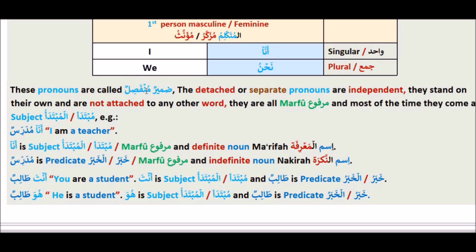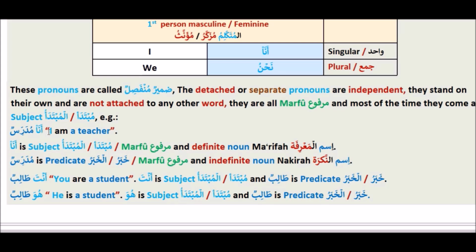These pronouns which we have discussed are called damirun munfasilun, the detached or separate pronouns. They are independent, they stand on their own and are not attached to any other word. They are all marfu, and most of the time they come as subject, mubtada.